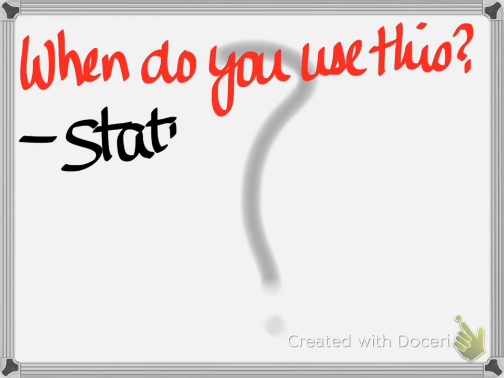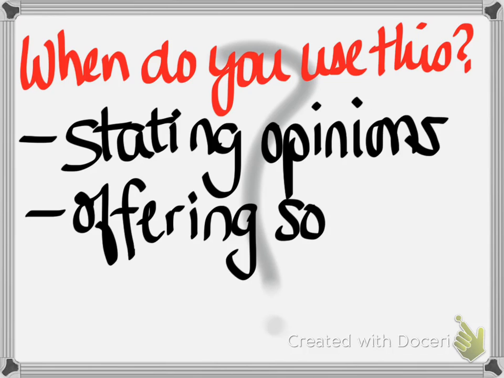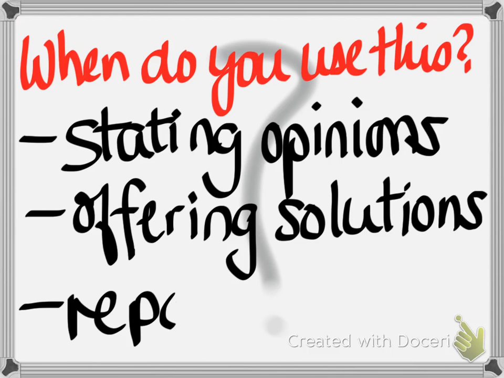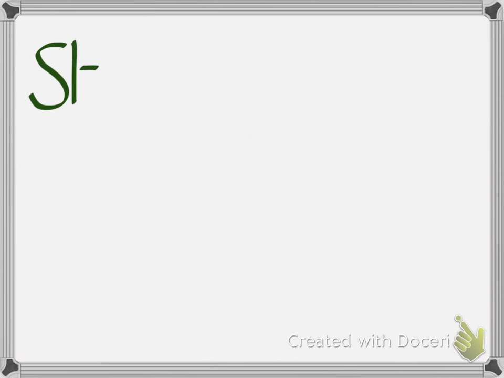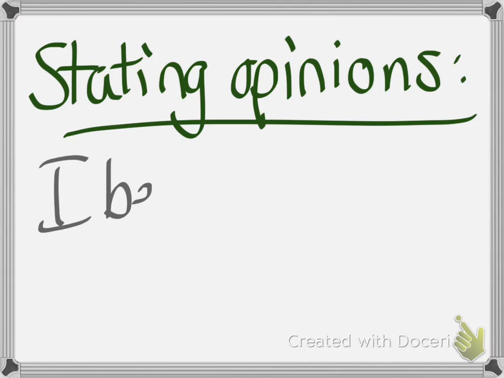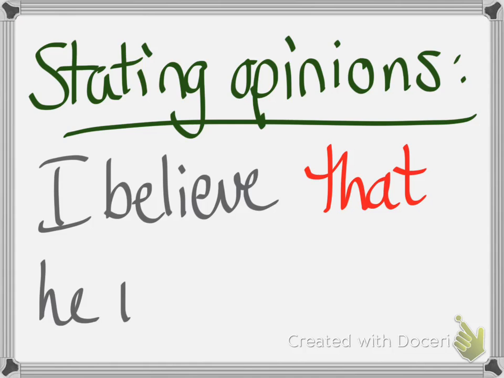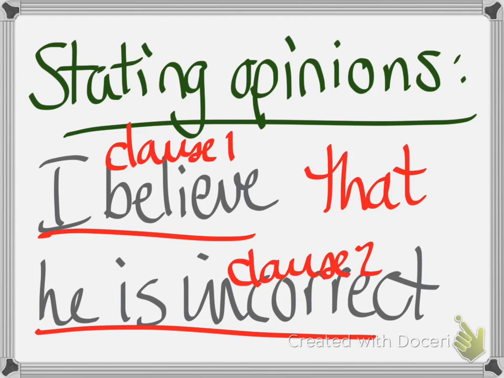So, when do you use this? There are a lot of reasons, but there are 3 main reasons why we use communication verbs. We're stating opinions, we're offering solutions, or maybe we're reporting what someone else said. For stating opinions, it could be something like, I believe that he is incorrect. That's just my interpretation. It's an opinion. It's not fact.